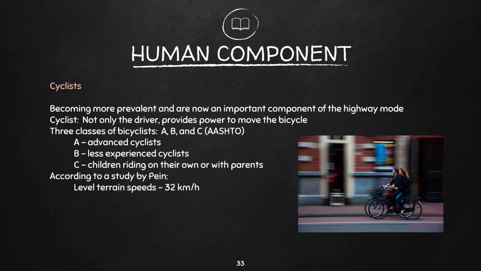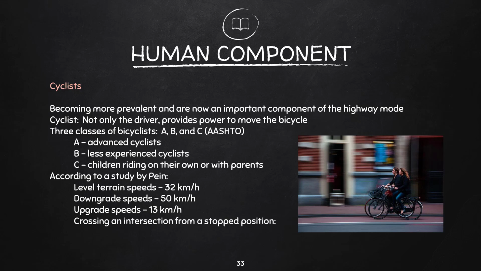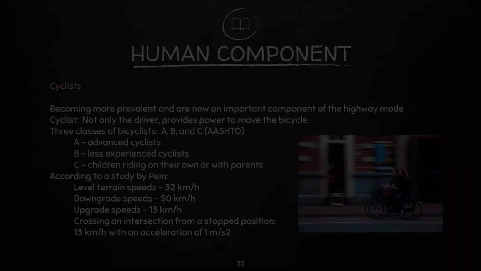According to a study by Payne, the level terrain speed is 32 km per hour. For downgrade speeds, of course, that will be greater, about 50 kph. For upgrade speeds, of course, it's hard to go uphill, yung sinasabi nila na paahon. That would be 13 kph on average. Crossing an intersection from a stop position is about 13 kph with an acceleration of 1 meter per second.